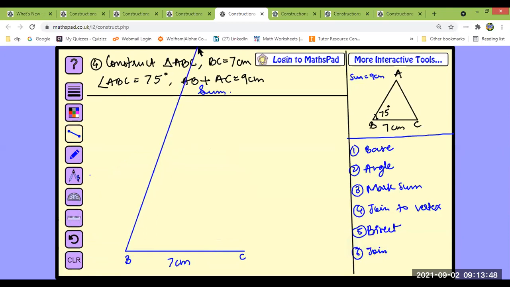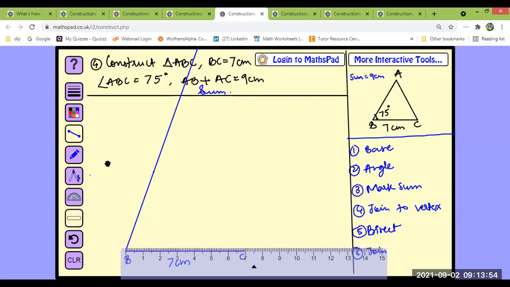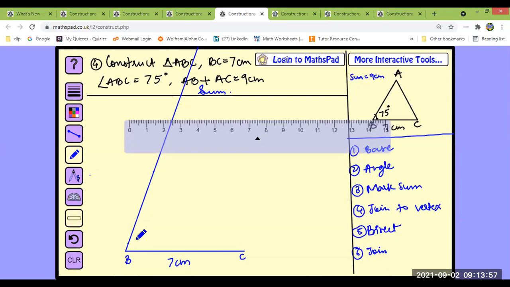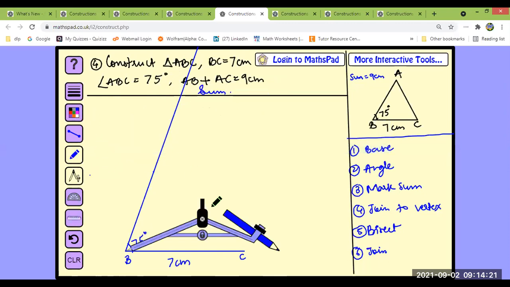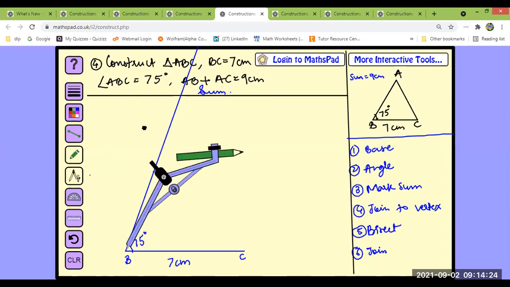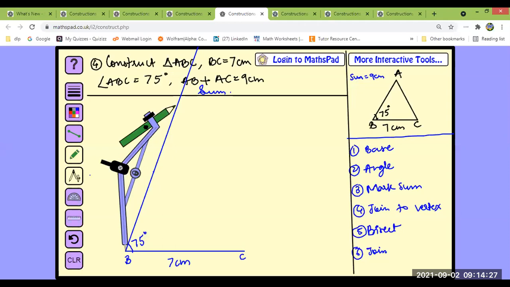We need to mark the sum on this and our sum is 9 centimeters. So let's mark the sum. Before we do that, let's label angle B is 75 degrees. And now we need 9 centimeters on the compass. So here, place the steel point on 0 and take the measure of 9 centimeters like this. I'm going to lock it. Now place the steel point on point B and we have to mark an arc. So mark this sum 9 centimeters on this line, like this.